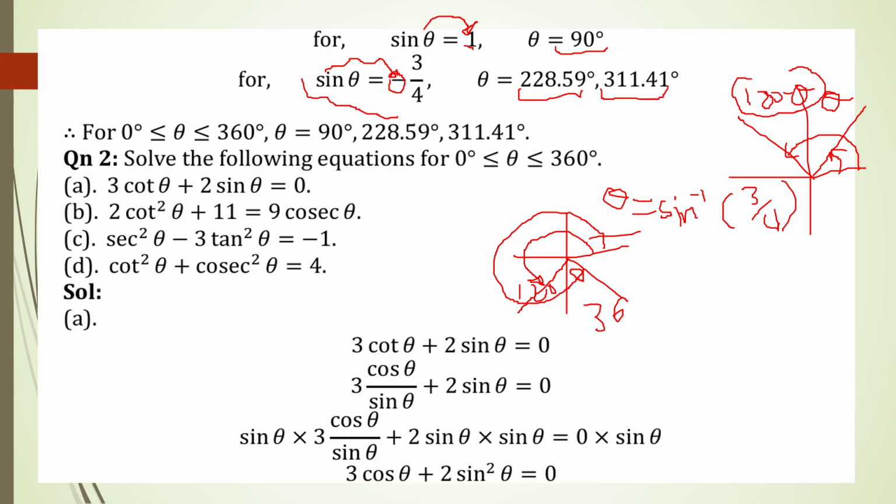Then after that, we make a conclusion that therefore, for theta to lie between 0 degrees and 360 degrees, our values of theta, or our angles, are going to be 90 degrees, 228.59 degrees, and also 311.41 degrees. And that was what was required.